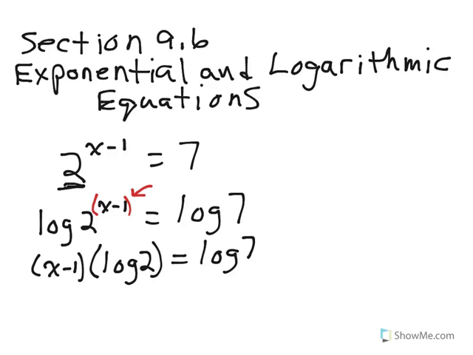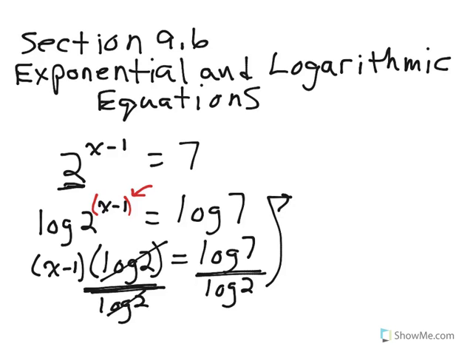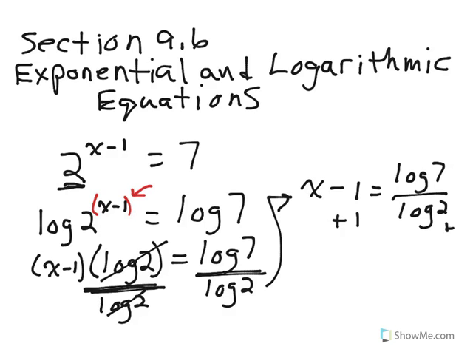Now we want to solve for x, so since this is being multiplied, we are going to divide both sides of the equal sign by log of 2. And that will leave us with x minus 1 equals log of 7 divided by log of 2. Now we want x by itself, so we are going to add 1 to both sides of the equal sign, and that gives us x equals log of 7 divided by log of 2 plus 1.